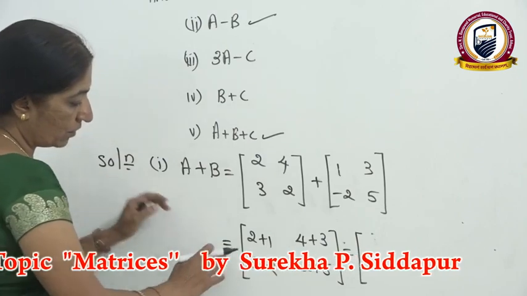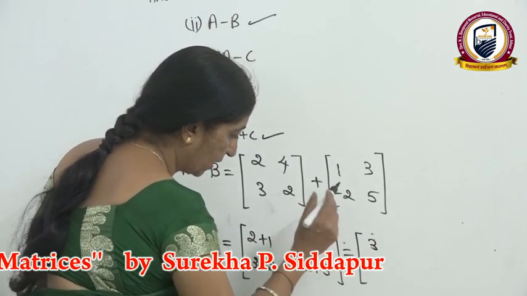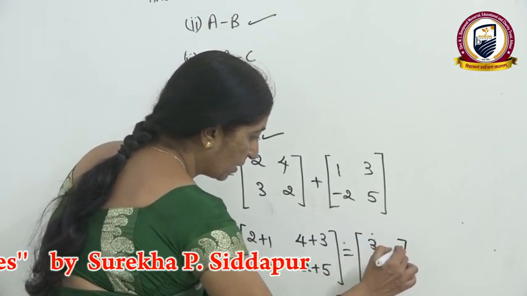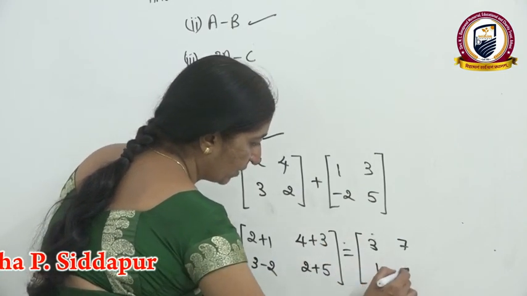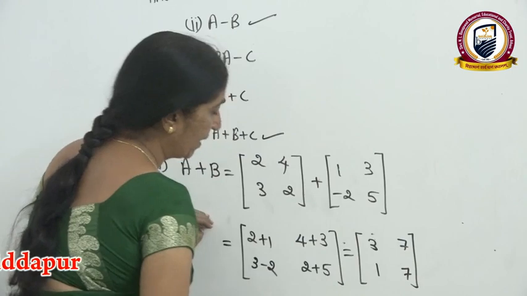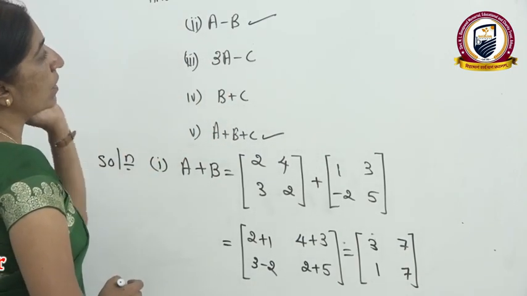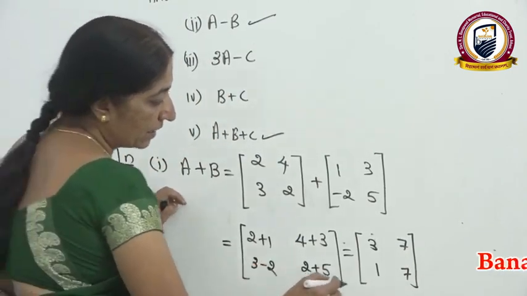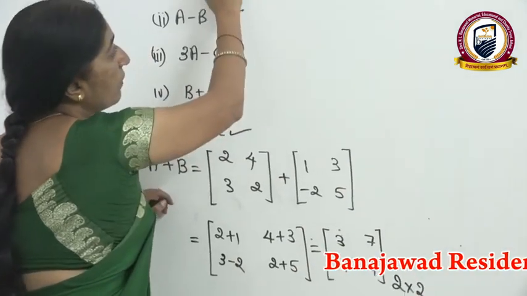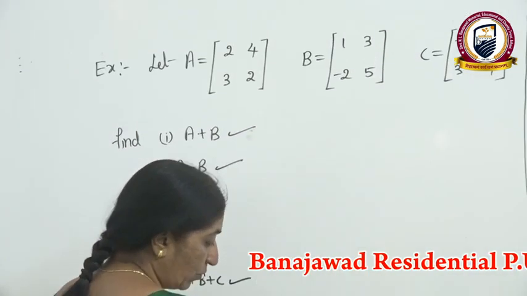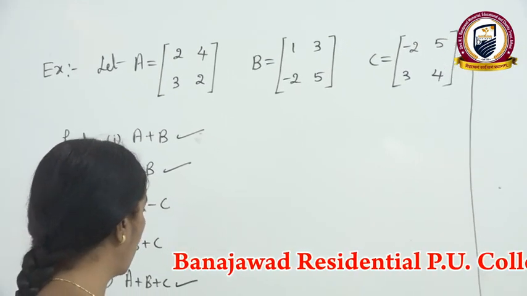Yes, write down the answer. 2 plus 1, 3. 4 plus 3, 7. 3 minus 2, 1. 2 plus 5, 7. And already you are familiar: when you are adding or doing subtraction, the resulting matrix will also have the same order. Here also the given matrices have the order 2 by 2. The result also has the order 2 by 2.